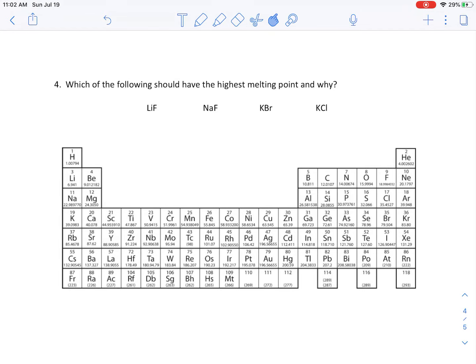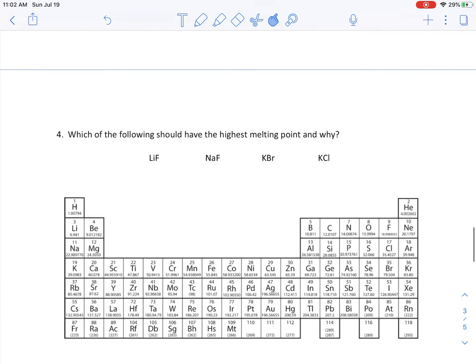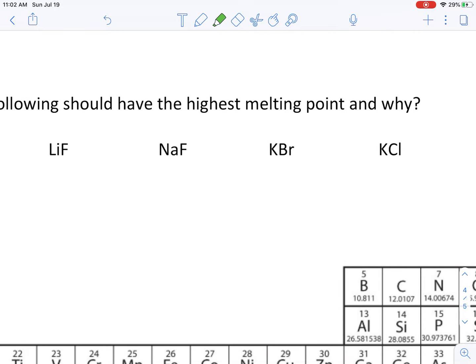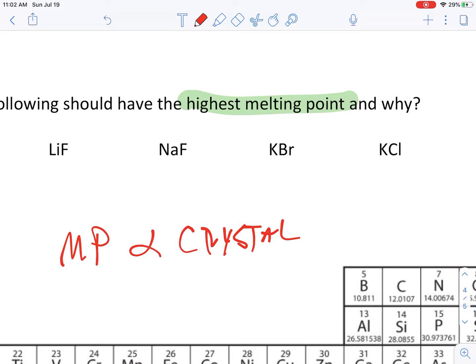Number 4 doesn't look the same, but it is the same because it's asking you for the melting point. Well, the melting point is a function of the strength of the crystal. So if the crystal is a strong crystal, it's going to have a high melting point. If the crystal is a weak crystal, it's going to have a low melting point. So all you have to do is figure out which one of these is the strongest crystal, and it should have the strongest, or highest, melting point.